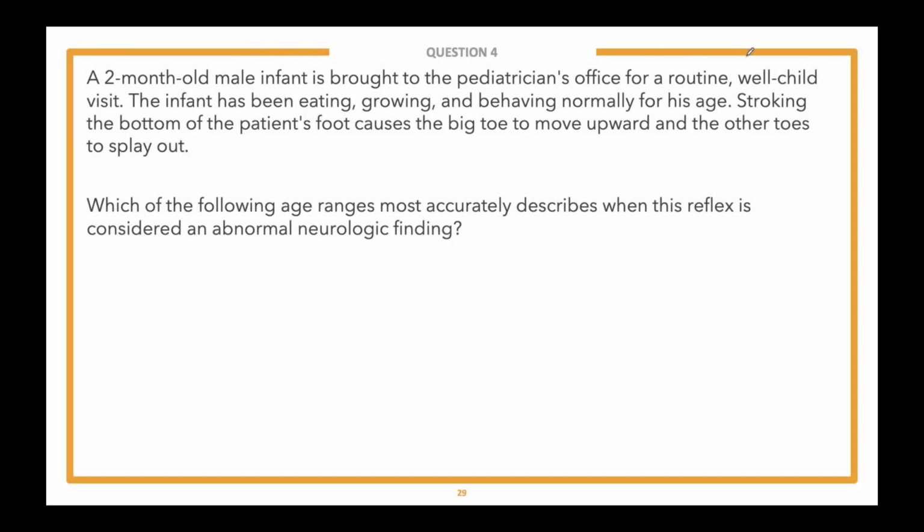Here we go. Beginning with the lead-in. Which of the following age ranges most accurately describes when this reflex is considered an abnormal neurologic finding? I'll give all of you a few moments here to respond in the question box and let us know how many steps you think this question will require.